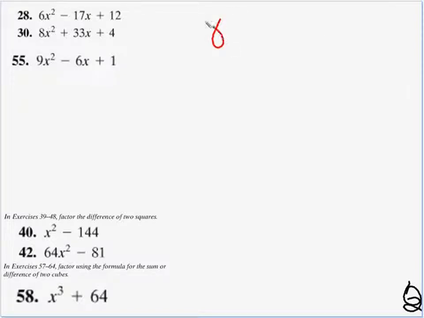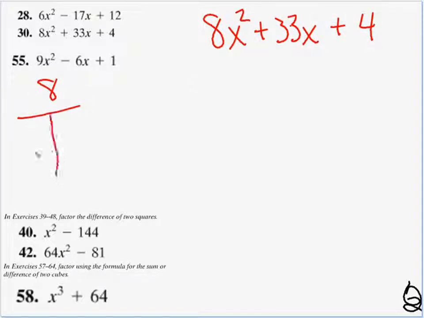Okay, 30. 8x squared plus 33x plus 4. Okay, the factors of 8. 1 and 8, 2 and 4. Factors of 4. 1 and 4, 2 and 2.